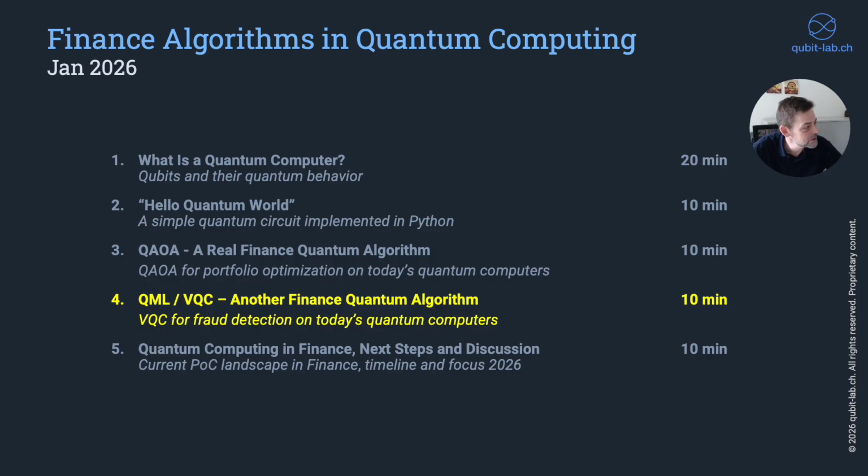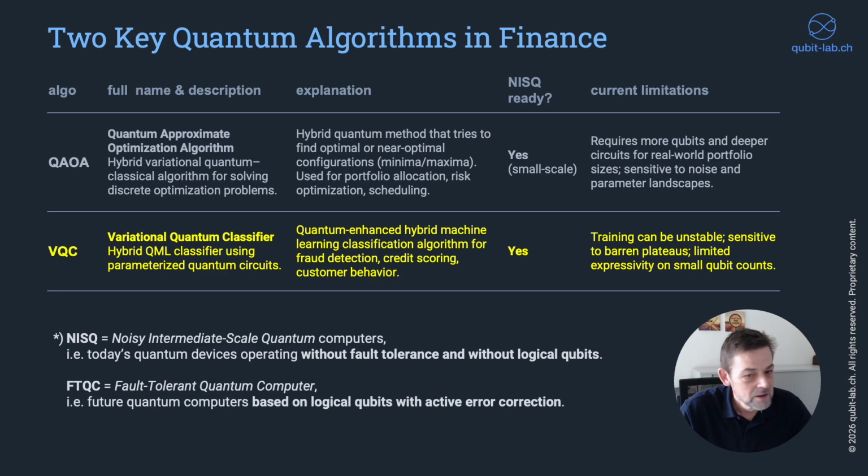Now let's have a look at QML, at the next NISQ-ready algorithm, quantum machine learning. We look now at VQC, Variational Quantum Classifier, an example for a quantum machine learning algorithm. And it is also NISQ ready, as mentioned before.